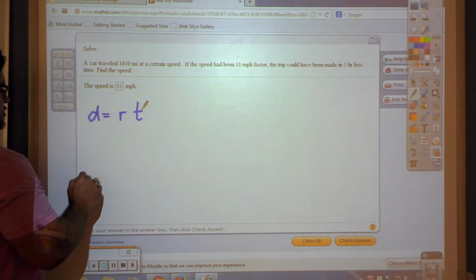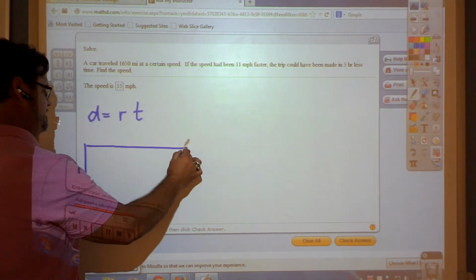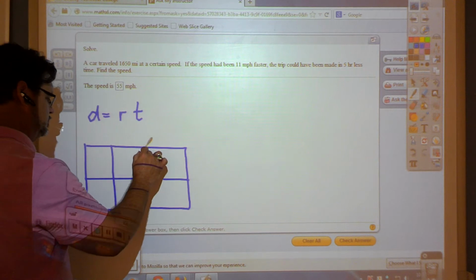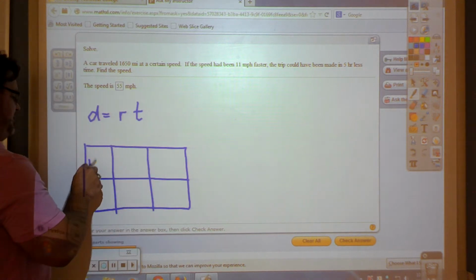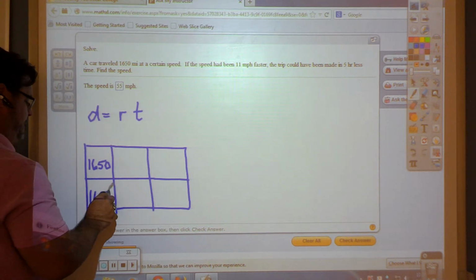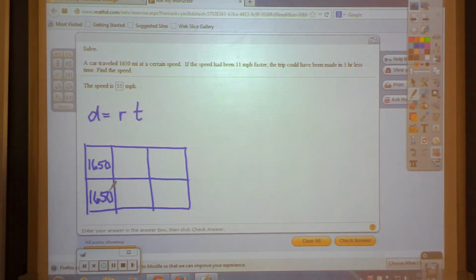All right, so our distance is 1650. Whether you go up this way or down this way, if you travel from here to Atlanta and then come home from Atlanta, you've traveled the same distance. So that's why it's the same distance.